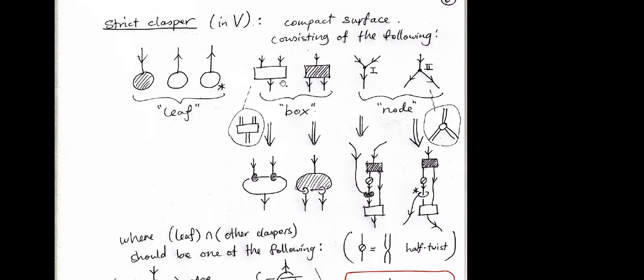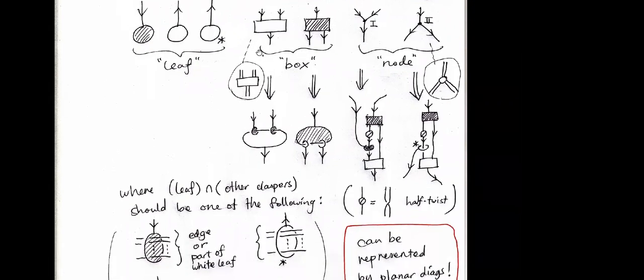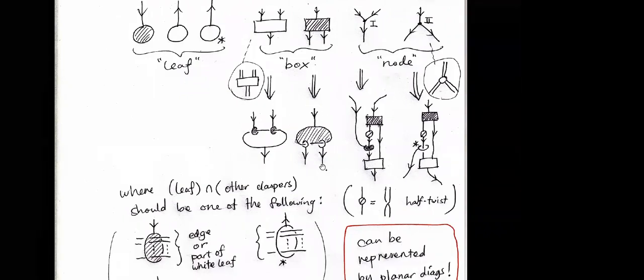And boxes, white and black, and nodes. We consider two kinds of nodes. One is the type one node, which consists of two incoming edges and one outgoing edge. And the type two node consists of one incoming edge and two outgoing edges. We consider these abbreviations of the objects below. Boxes are these objects, and the nodes are given by these objects.